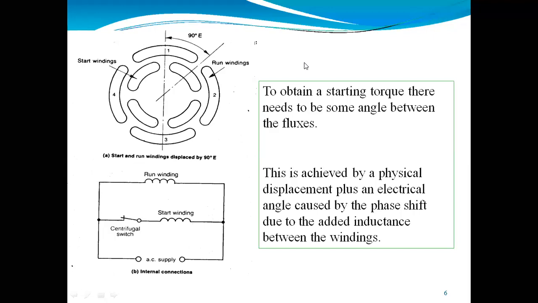To obtain the value of torque, we have seen the equation tau equals F r sine theta. We saw in the previous session, when we studied the working principle of the DC motor, how it depends on that angle. So here, what we are saying is, to obtain the torque, because we require torque to rotate that motor, there will be some angle between these fluxes, and this will be achieved by the physical displacement plus the electrical angle, which causes the phase shift. That is due to the inductance between these windings.